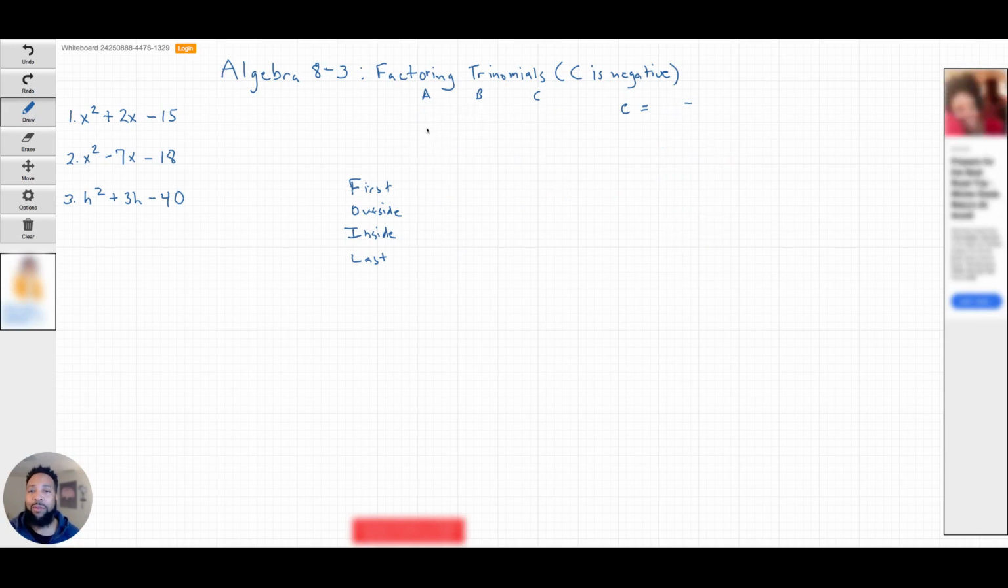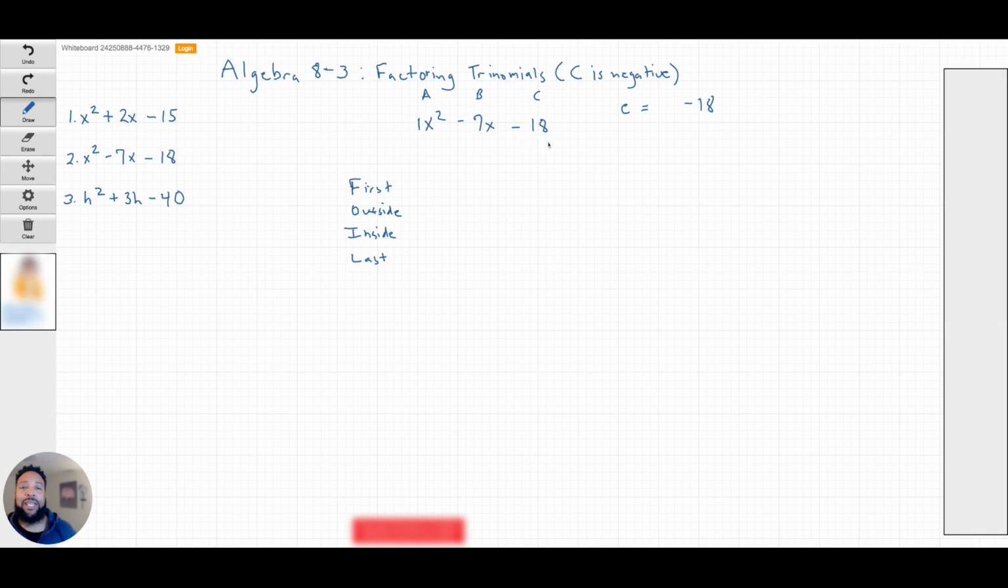Okay, our next problem is x squared minus 7x minus 18. In this problem, we see that our C is minus 18. A, B, and C just represent the three coefficients in the trinomial. A is 1, B is negative 7, C is negative 18. We're working on what happens when your C is negative 18. How do you factor out that trinomial?